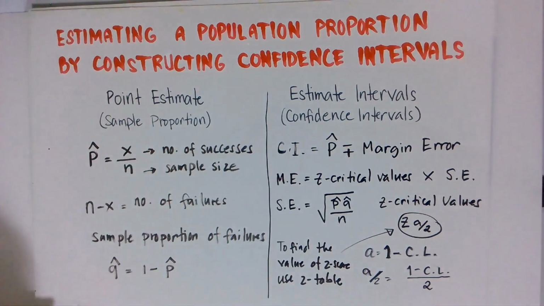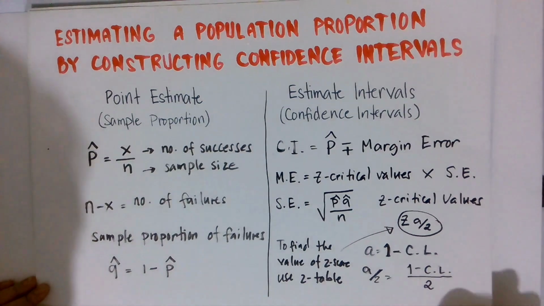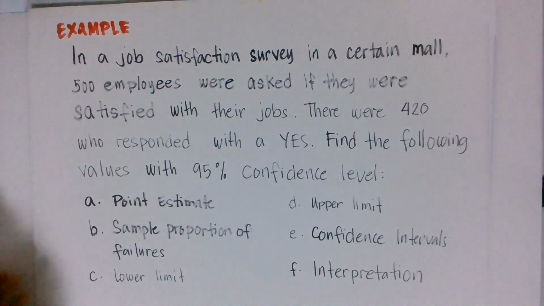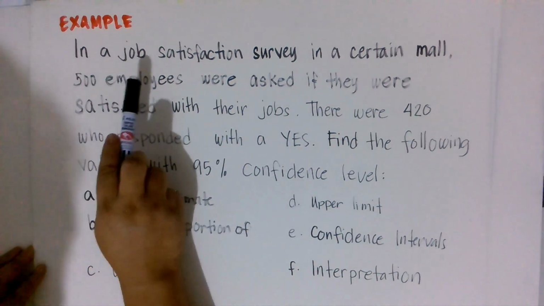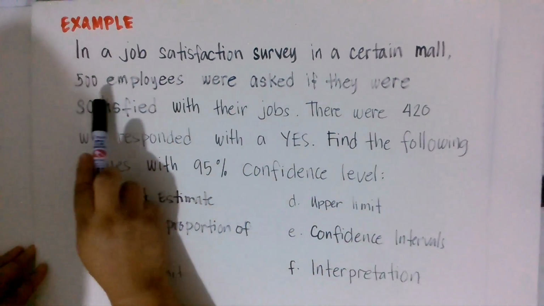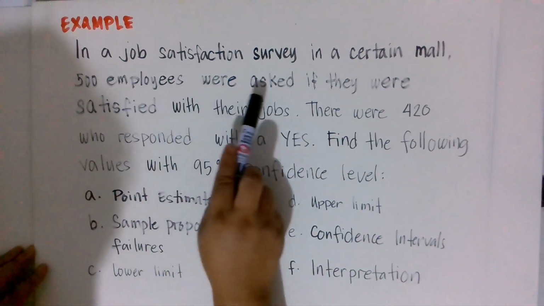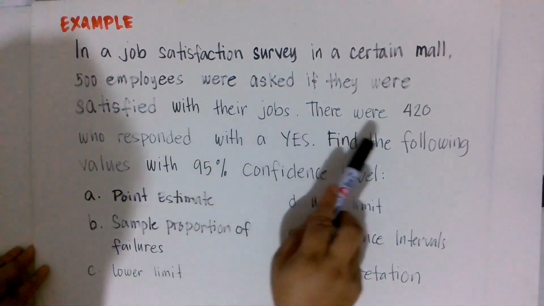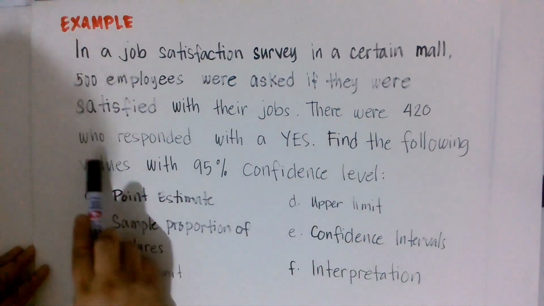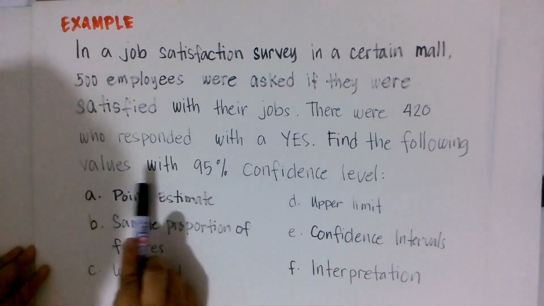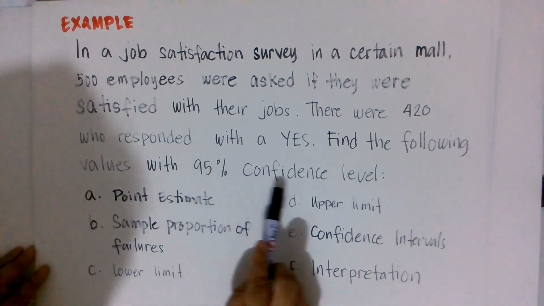Okay? So, let's have an example. Okay. In a job satisfaction survey in a certain mall, 500 employees were asked if they were satisfied with their jobs. There were 420 who responded with a yes. Find the following values with 95% confidence level.